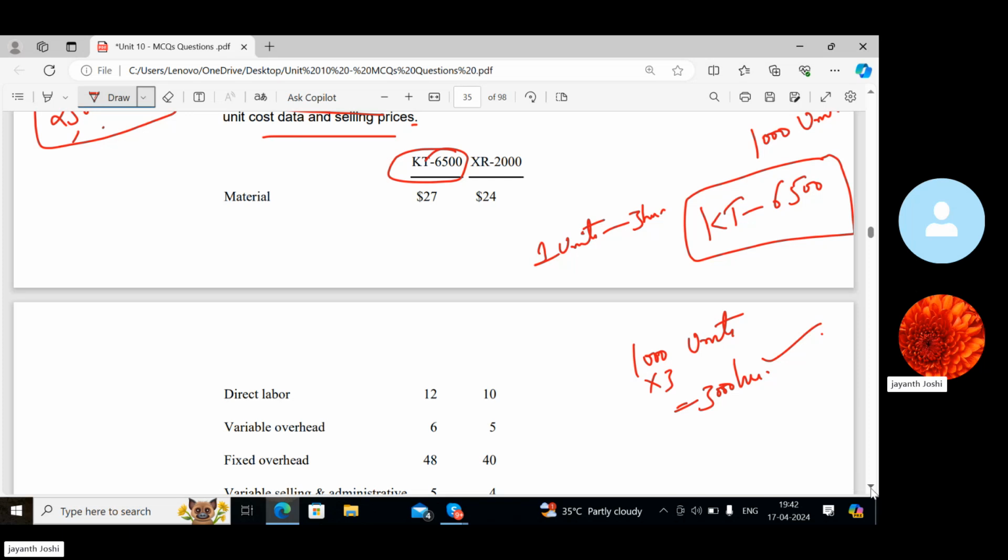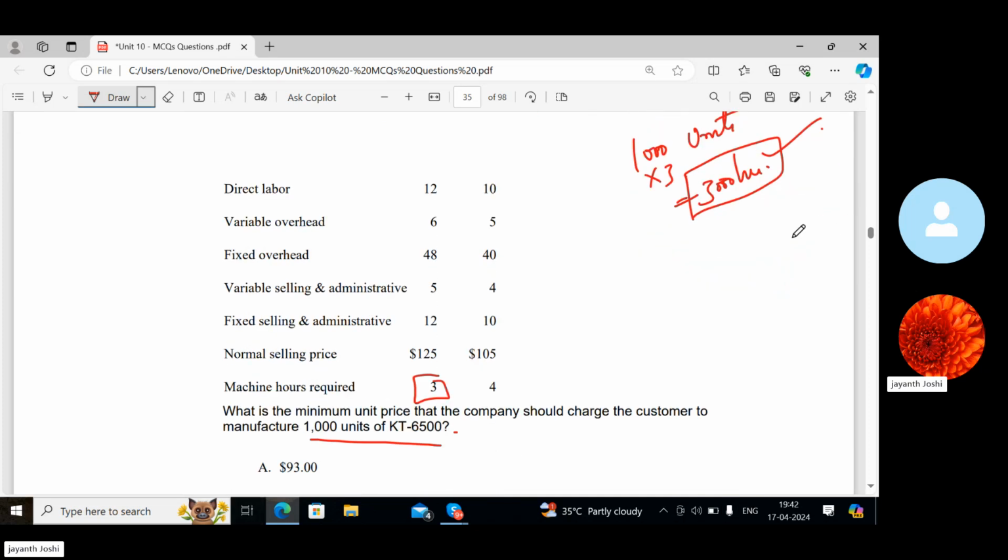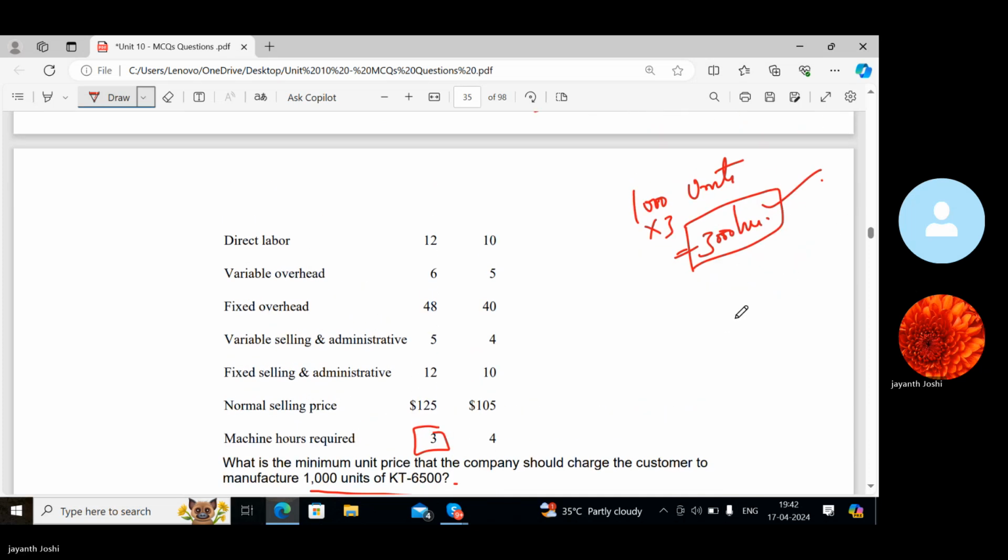Now, just a second. So if they put 3000 hours for KT 6500, let's say I take 3000 hours and divide it by 4, how much are you getting? 750. So these many hours they have to give up. Of which they have to give up XR 2000. Correct or wrong?